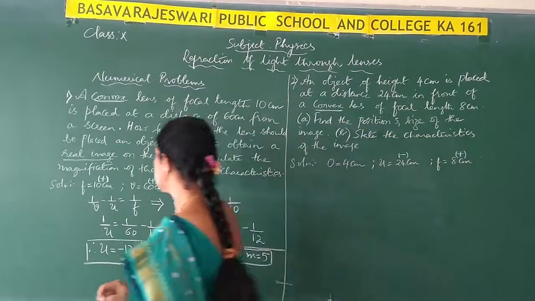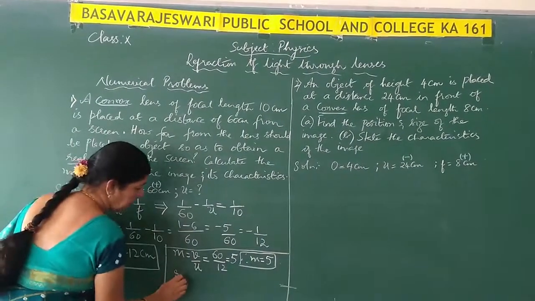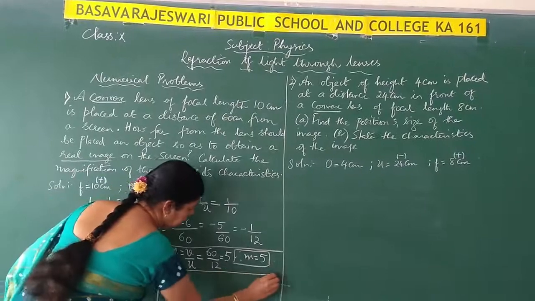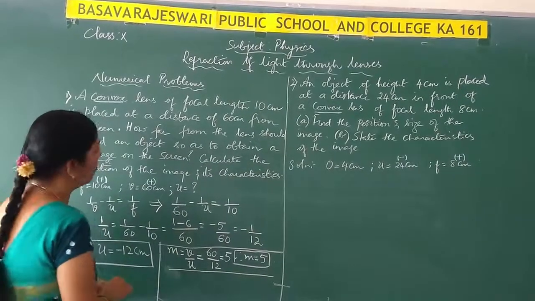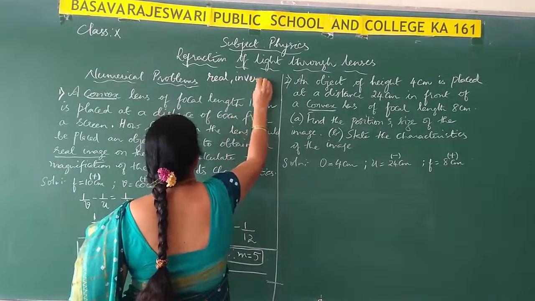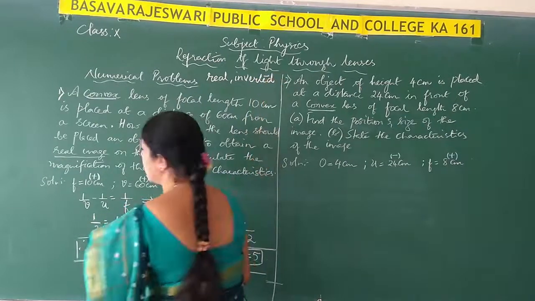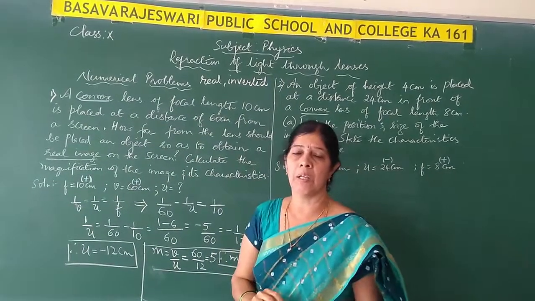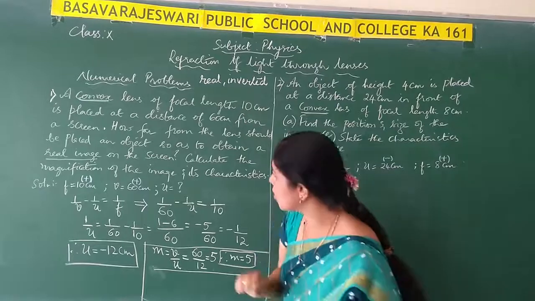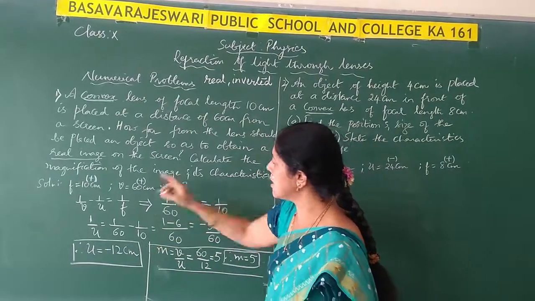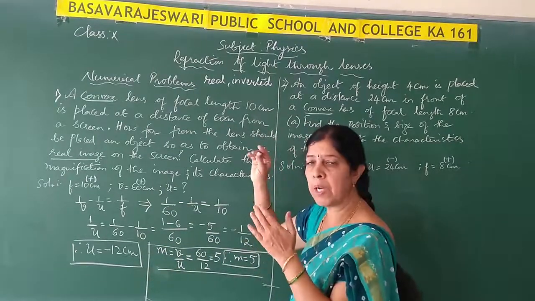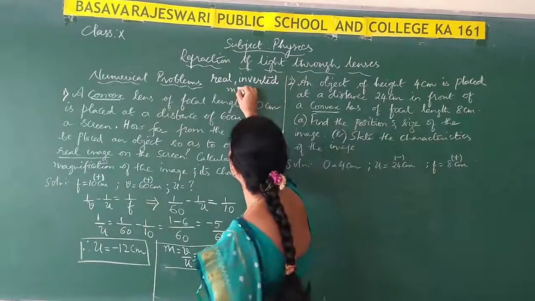So what will be the characteristics? It is real and inverted. Real and inverted image. Okay, so this will be the solution for this problem. Real, inverted and also, see, if you consider the object distance is very less when compared to the image distance. So if the image is formed at a greater distance, it means it is magnified.